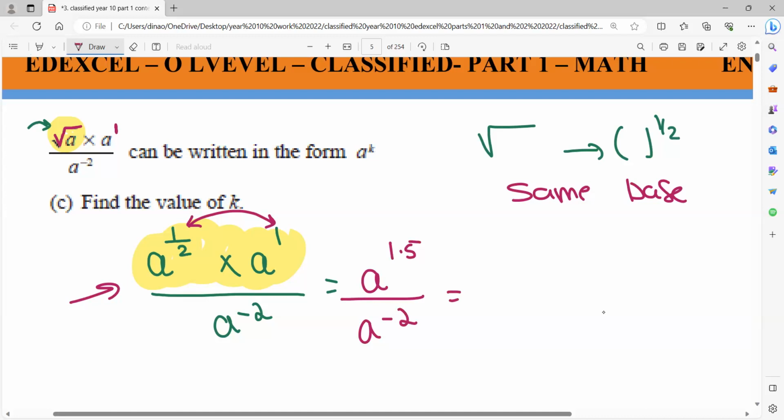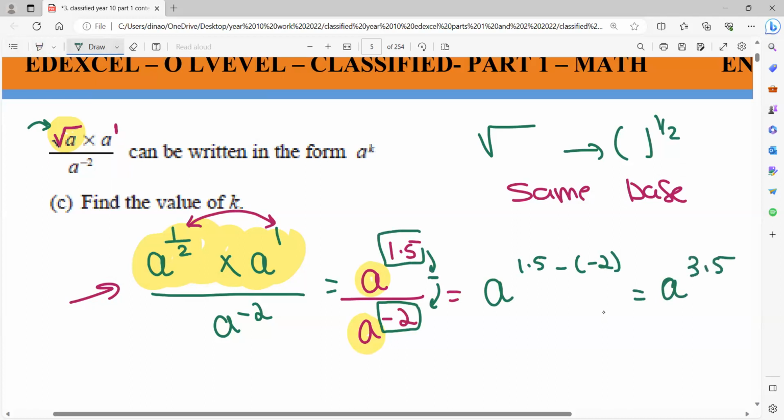Now, what do I do? Since I have the same base again, I am allowed to subtract the powers. So this changes into a to the power of 1.5 minus -2: the top minus the bottom. So it's okay to have two negative signs after each other. So 1.5 minus -2, the answer is a to the power of 3.5. Remember that the question says find the value of k, so you have to write later on that k is equal to 3.5.